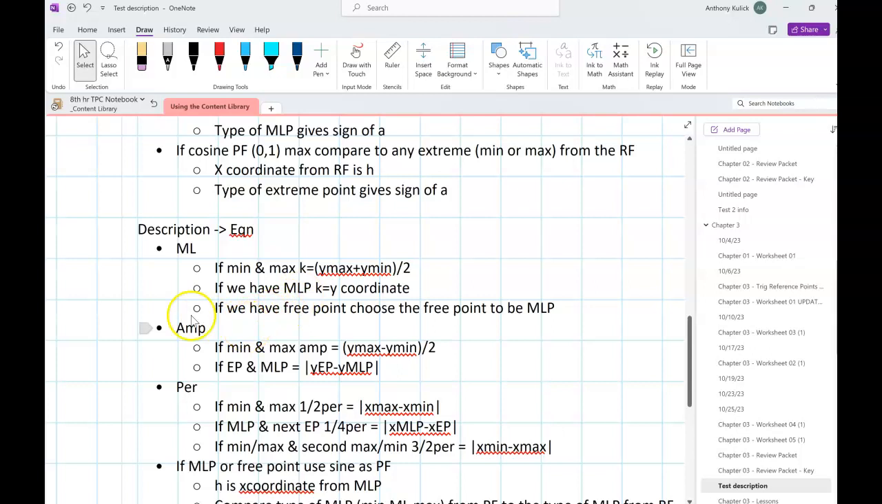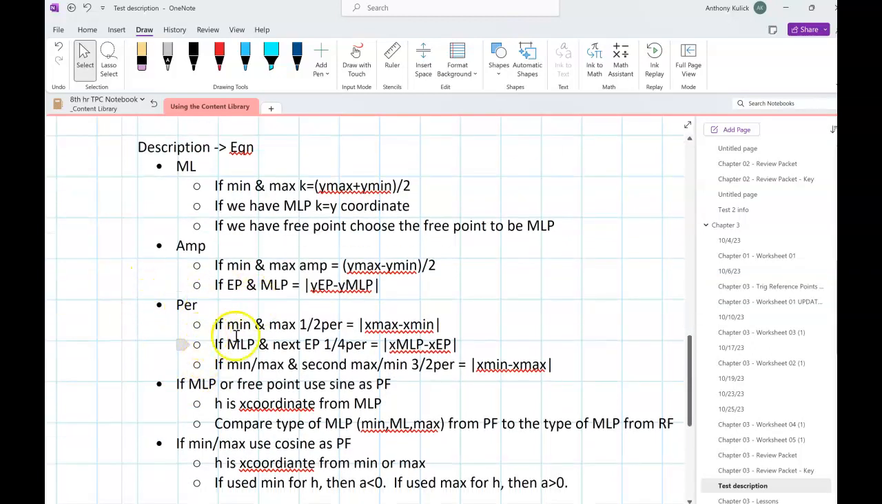For the amplitude, if I have a minimum and a maximum, I can calculate the amplitude by doing y max minus y min divided by 2. If I have an extreme point and a midline point, it doesn't matter if it's a max or a min, it's just going to be the distance between the y coordinates of the extreme point and the midline point. And if the other option was it just told me the amplitude, I didn't write a note for that because, if the amplitude's 5, well, what's the amplitude? It told me it was 5. I don't need a note for that, right?